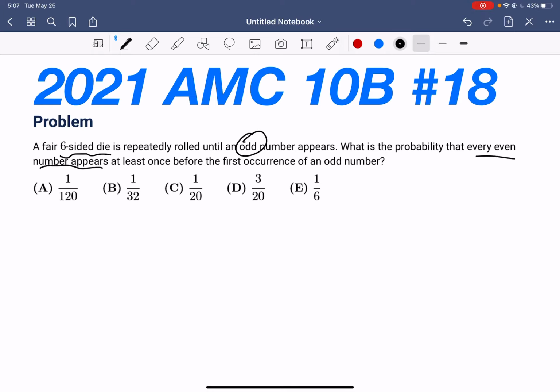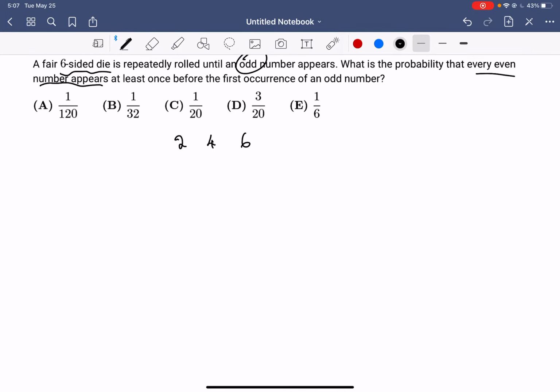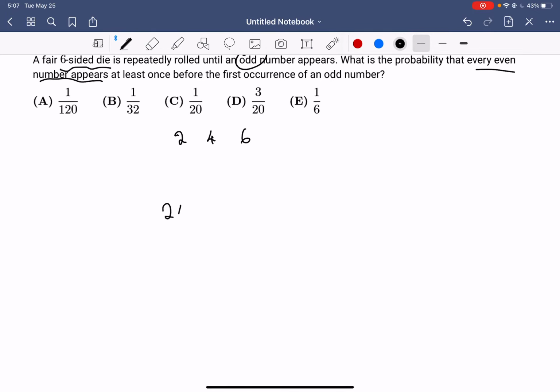So let's think of this. There are 2, 4, 6, so 3 even numbers. What is the minimum number of rolls that we can achieve this? That will be 4, right? So that will be 2, 4, 6, and an odd number. Let's disregard that odd number over here, and let's just say that there are 3 even numbers rolled.